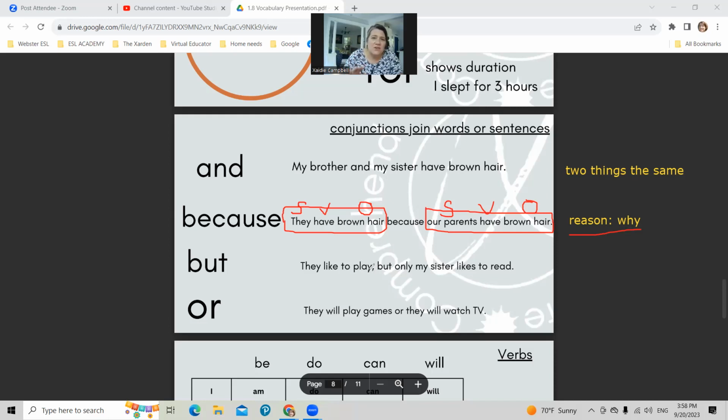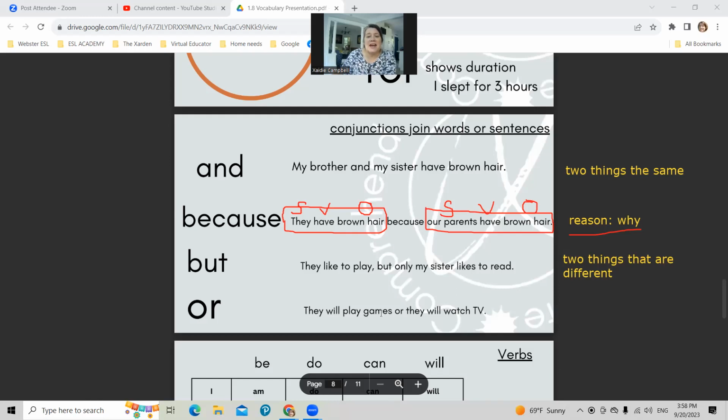But is very close to the same as and, but we use it a little differently. We use it for two things that are different. Okay? So instead of two things the same, they're two things that are different. They like to play, but only my sister likes to read. So they both like to play. That's something they have in common. And then this is something they don't have in common. Notice they are complete sentences.